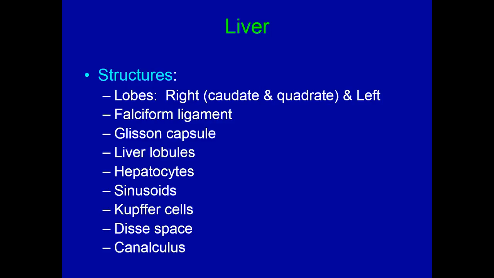And there's the disse space, which is between the sinusoids and the Kupffer cells and the hepatocytes, excuse me. So it's just an anatomical area. This space has lymphatics and helps to drain excess fluid that we produce when we perform metabolic functions. Helps to drain it into the lymph system. And then the canaliculus or the canaliculi, which help to drain bile through the liver, which is an important function.